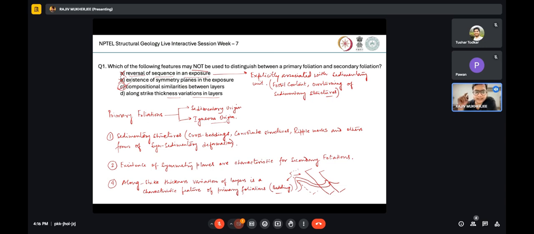But the rest of the other options are the characteristic features that we use frequently in the field to identify or distinguish between a primary foliation and the secondary foliation. Okay, so this was the first question. Now let us move on to the second question.